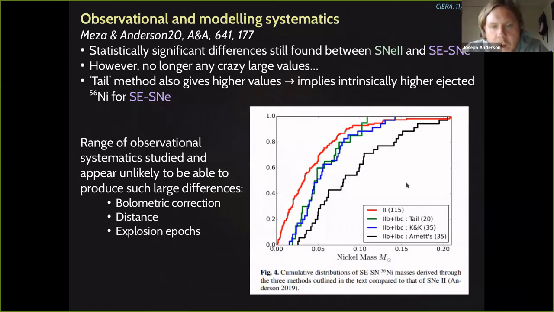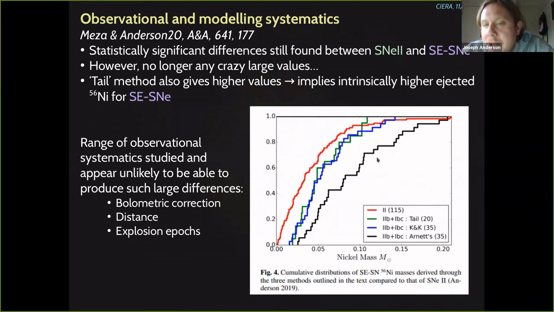And this is now a plot like I'd shown before. Sorry, the colors change here because this is Nico's plot. We didn't keep things consistent. But here I have the same type 2 sample that I took from the literature, again with nickel mass on the x-axis and cumulative distributions. But now this is Nico Mesa's stripped envelope sample, a smaller sample of 35 supernovae, but well observed, with good wavelength coverage, etc.